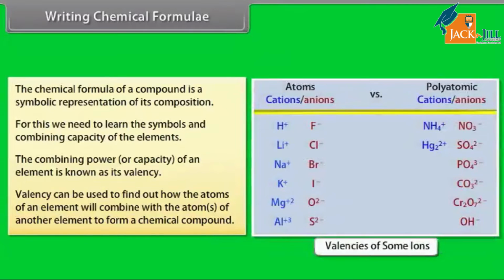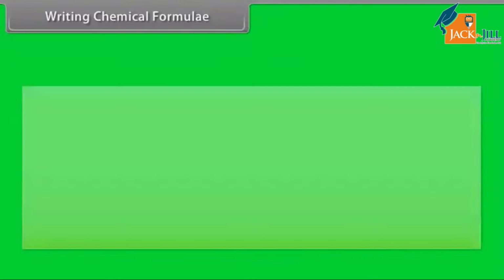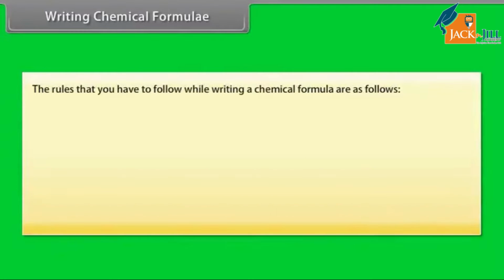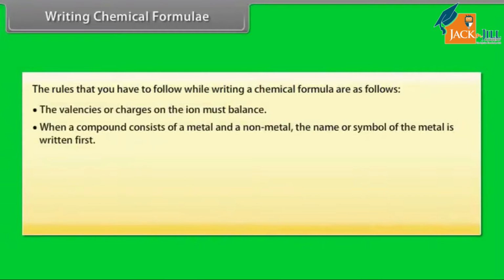The valencies of some simple and polyatomic ions are given in table. The rules that you have to follow while writing a chemical formula are as follows. The valencies or charges on the ion must balance. When a compound consists of a metal and a non-metal, the name or symbol of the metal is written first.